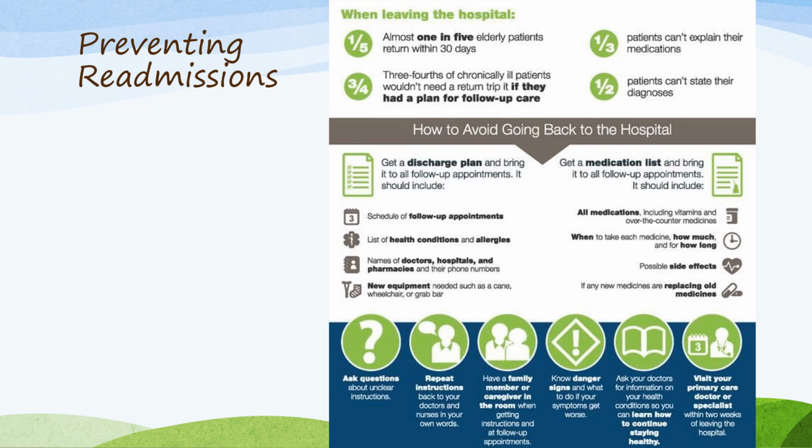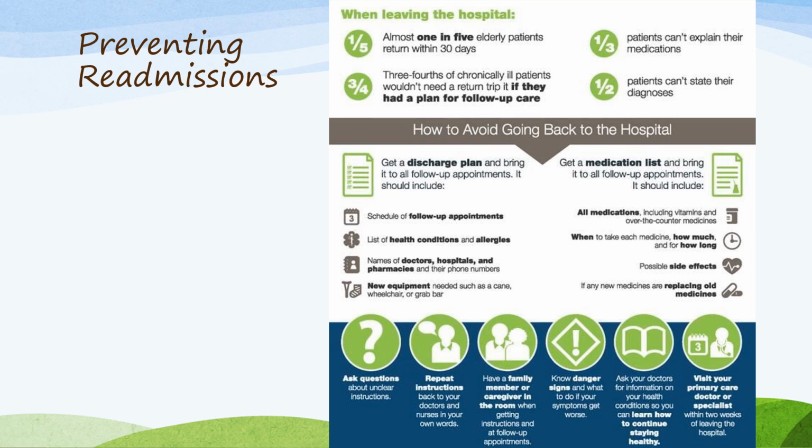Knowing the danger signs and what to do. So for every patient I discharge from an acute care hospital, if you have chest pain or shortness of breath, you're going to call 911. If you have mild symptoms, I explain, you should call the office. If it's severe symptoms and it's after hours, go to our emergency department, or call 911 if you're alone. Okay? Ask your doctors for information on your health condition, right? So they can figure out how to stay healthy.